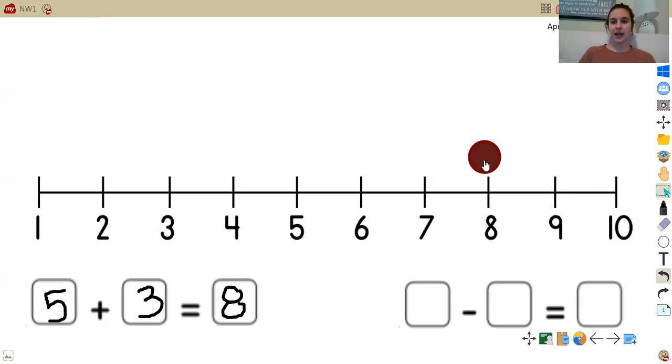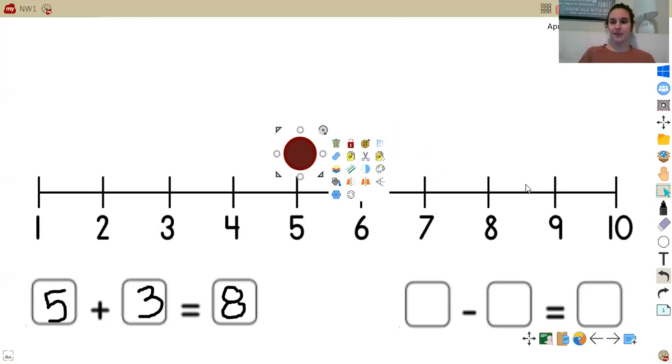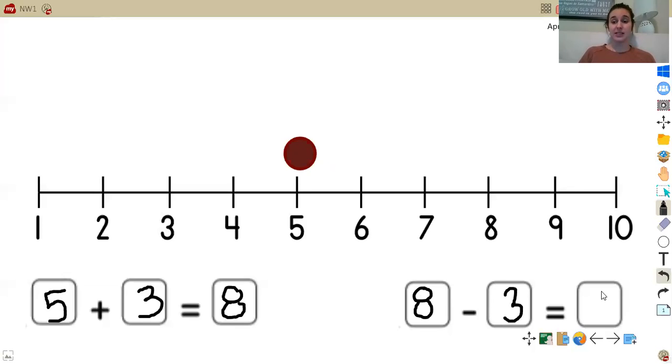So starting at 8, I'm going to go 1, 2, 3. So 8, take away 3, 1, 2, 3, I now see equals 5. So let's fill in our number sentence. Our ball started originally on 8. So that's going to be our first number. Minus, and we moved back 3. So minus 3 equals, and our ball is now on 5.